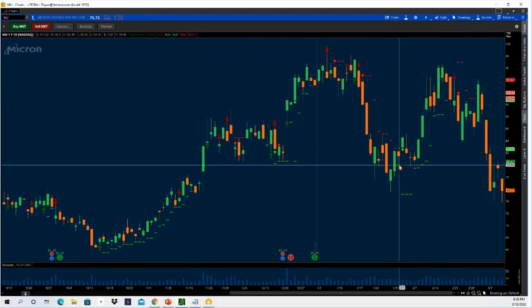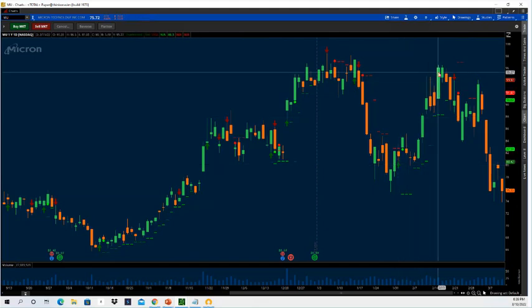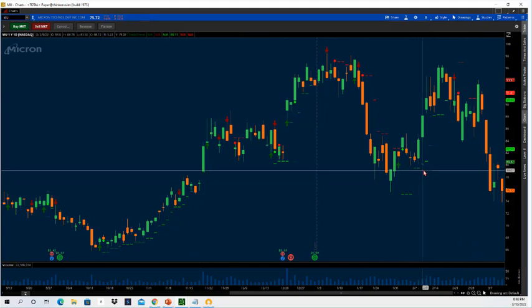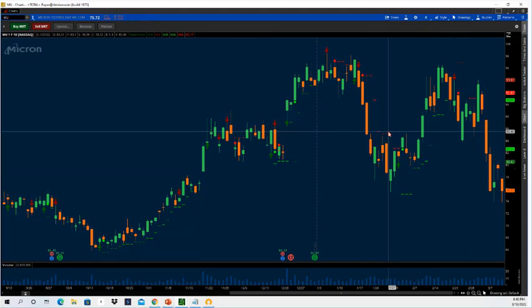The algorithm picked it up right there on February 1st, and then we got a move up, and then a sell signal and a move down. So now I'll point out what these horizontal lines are.